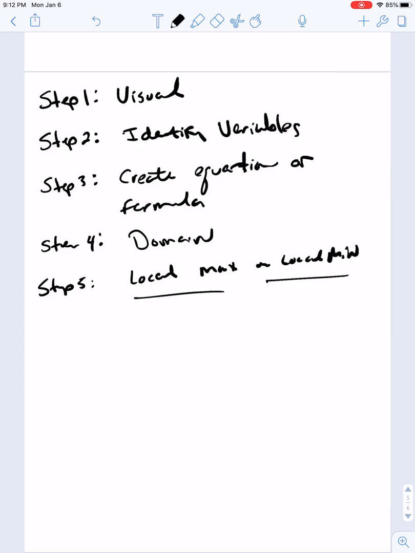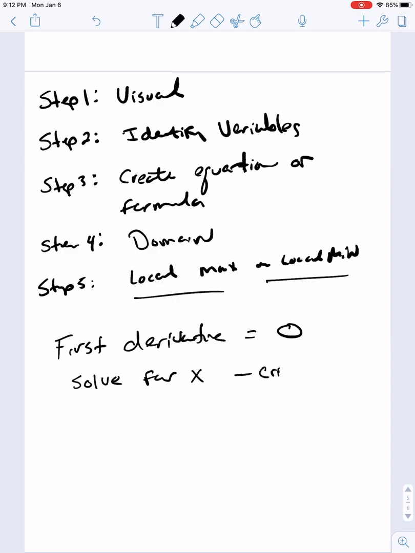So we set our first derivative equal to 0 and solve for whatever variable you're working with. We're just going to be general, we're going to say solve for x. This gives you your critical points. Remember, your critical points are where you're going to find your local mins or maxes or points of inflection.